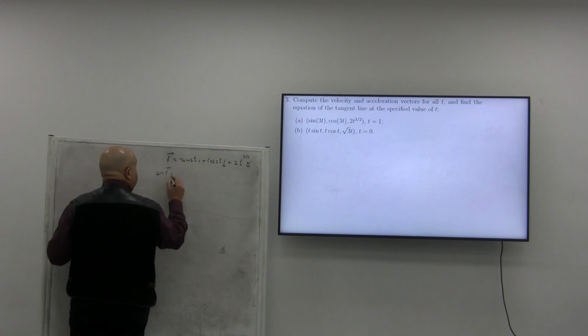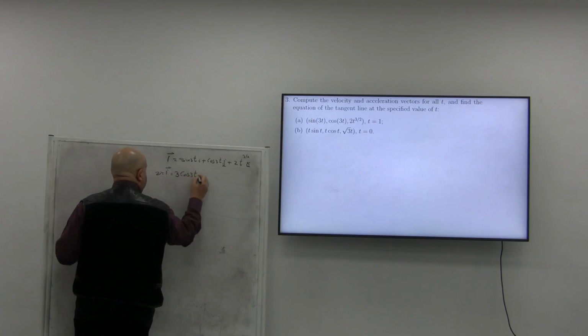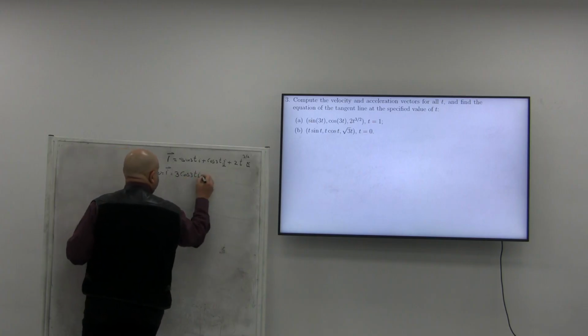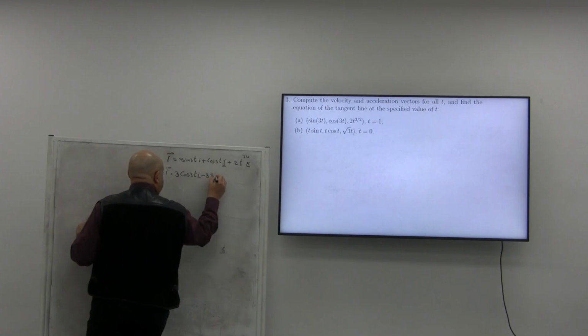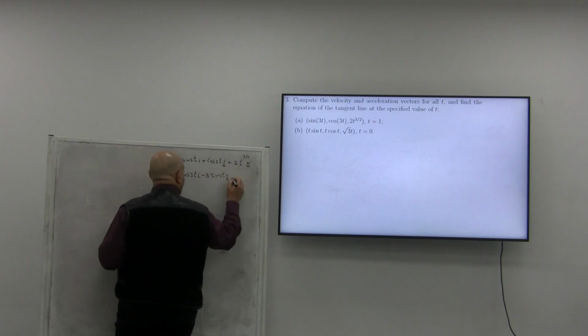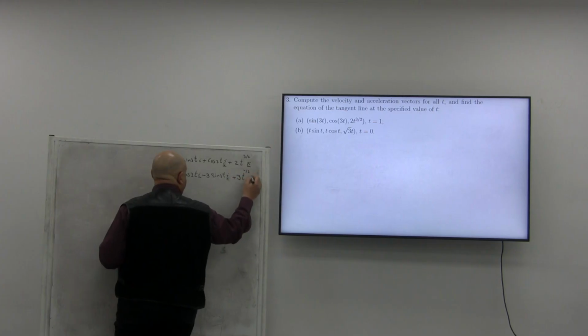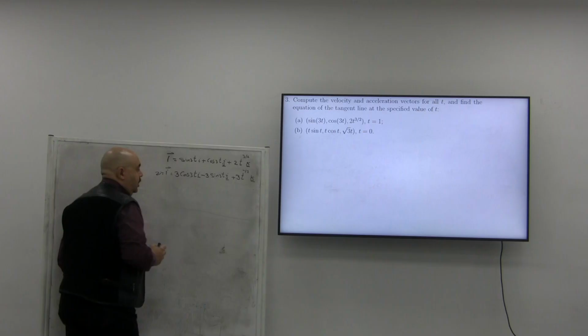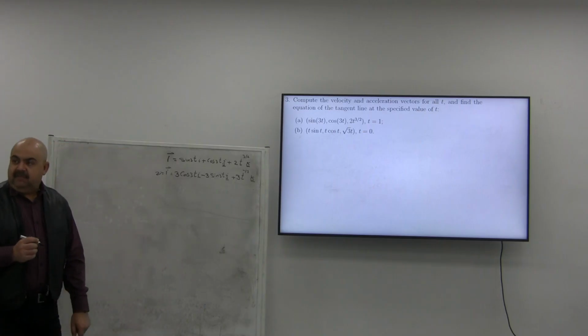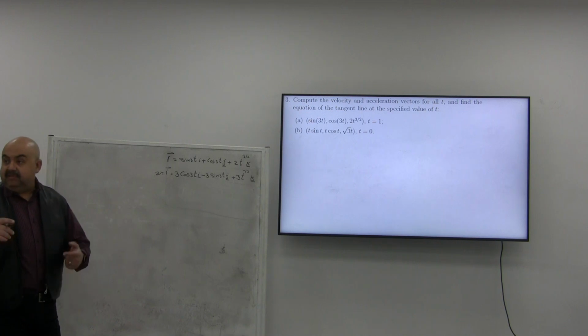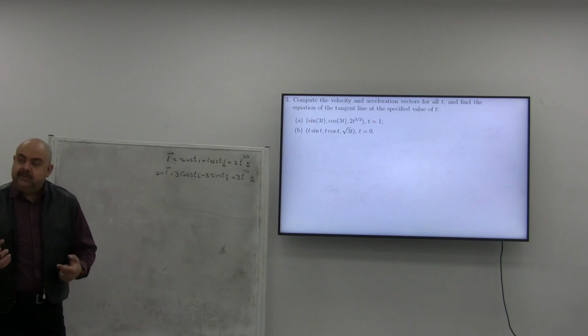Start differentiating. It's going to be 3 cosine 3t in the i direction plus negative 3 sine 3t in the j direction. And for the other one, I will have 3 over 2 times 2, so it's going to be 3t to the power of half in the k direction. As you can see, this is r. If I put t equal to 1, I will get the velocity or the slope of this function at t equal to 1.